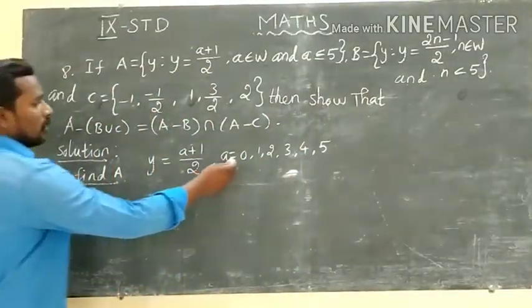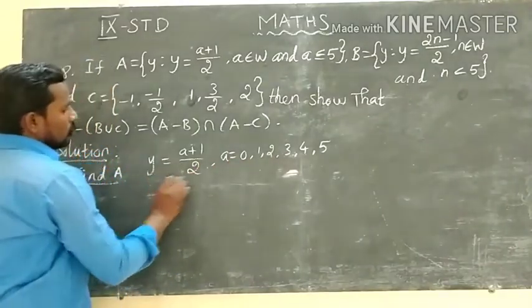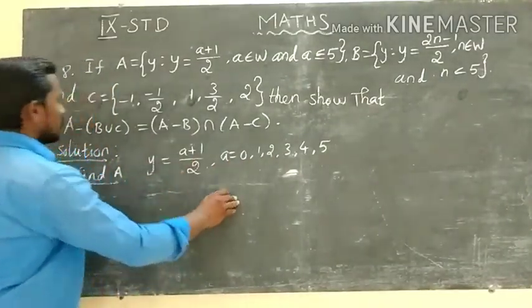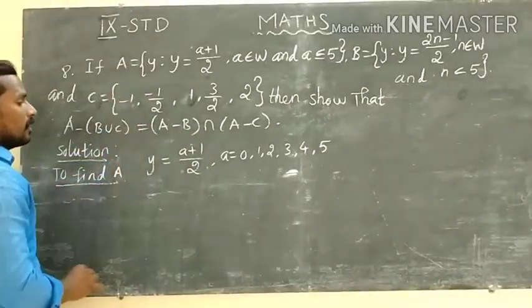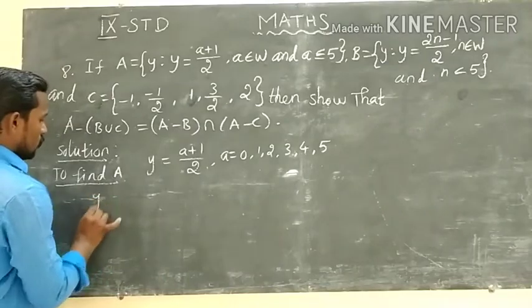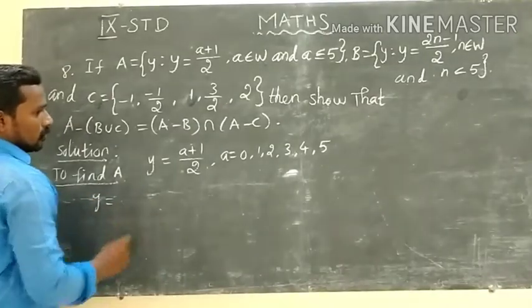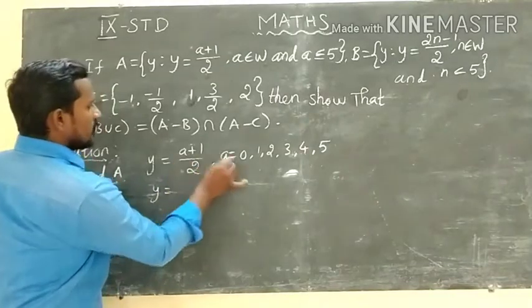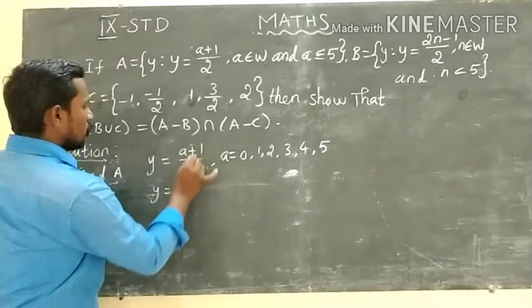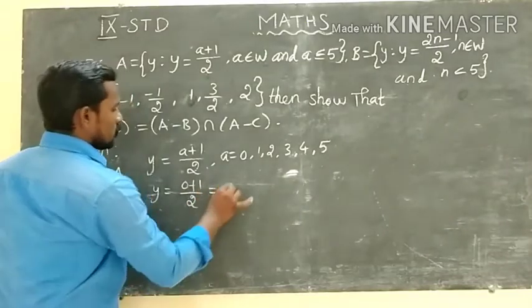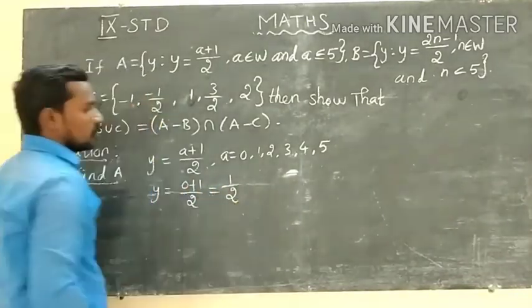Substituting every value into the general form, we get the y answers, and the set of all these answers is A. First, for a = 0: y = (0 + 1)/2 = 1/2. That's all.